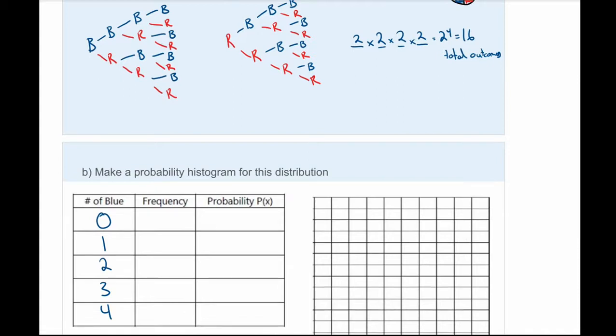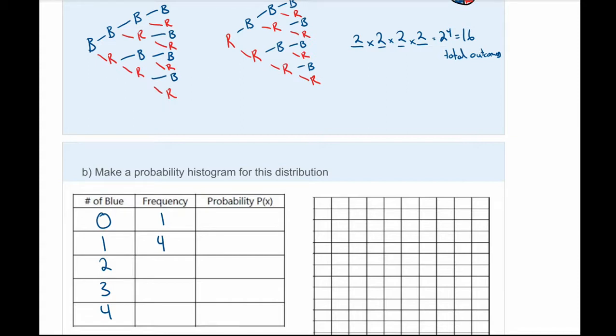So how many times do we spin 0 blues? And if we go through our scenarios, there's only the one pathway, so it only occurs once. How many times do we land on blue once? Again, if we go through and look at all of our different outcomes or pathways, we should find that there are 4 ways where we only have 1 blue.